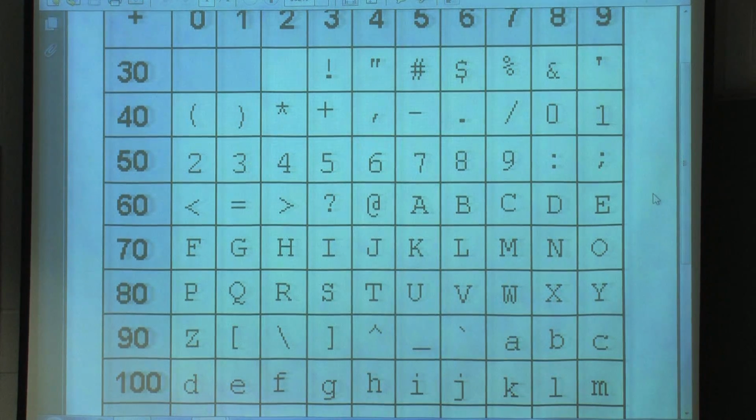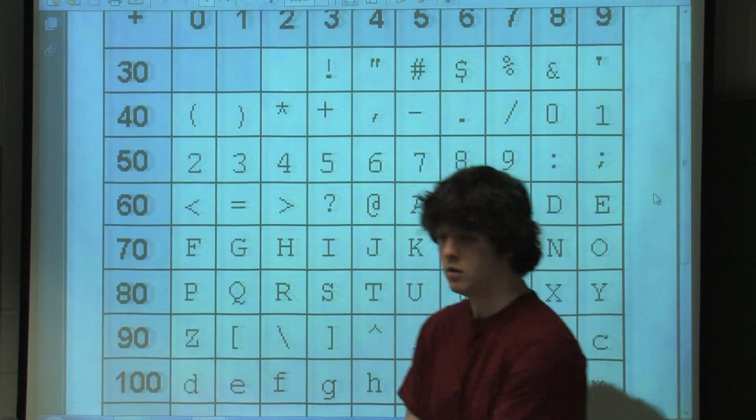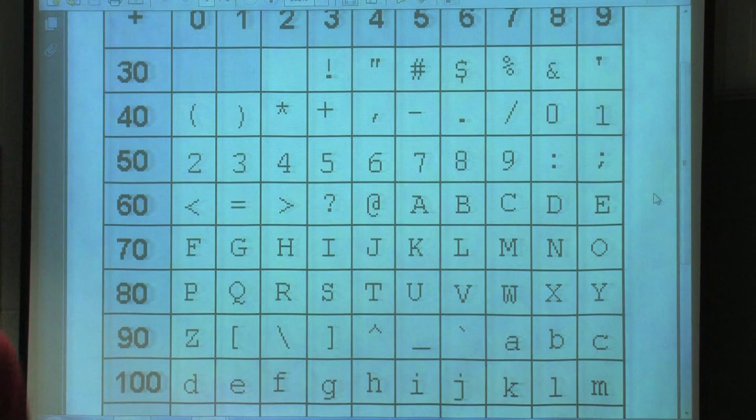Is the digit 7 greater than a small j, or a lowercase j? No. Why? Because the ASCII value for 7 is 55. Lowercase j is 106. Does everybody understand it? You can't possibly understand how to walk through this if you don't understand the ASCII chart.